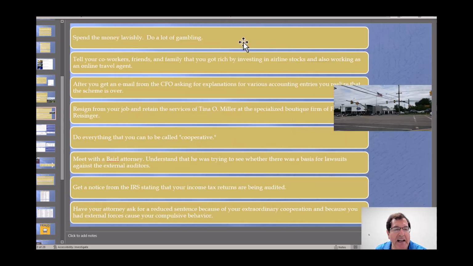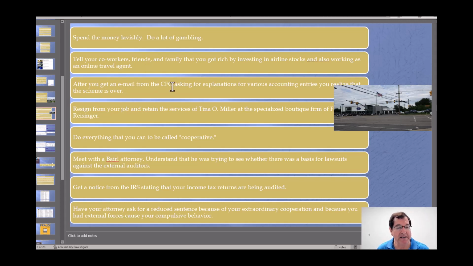She spent the money lavishly. Gambling is a very expensive vice, and Patricia enjoyed gambling. She told her co-workers, friends, and family that she got rich by investing in airline stocks. Here's the problem. Airline stocks haven't made very many people any money at all. I think any modern updates of this would talk about investing in artificial intelligence stocks.